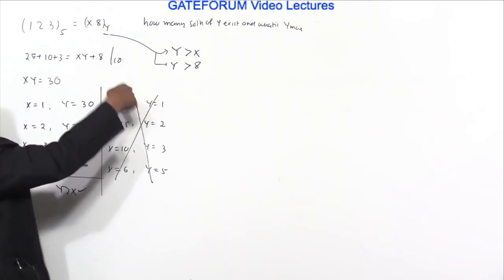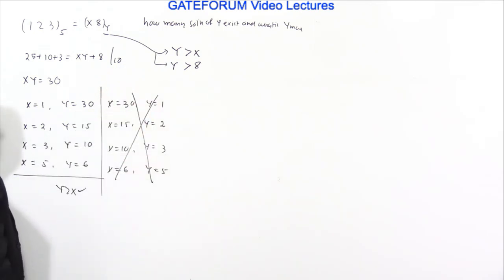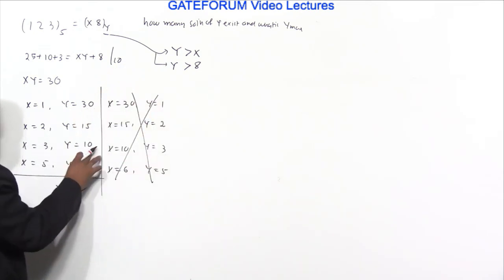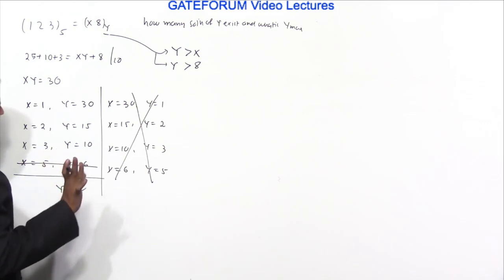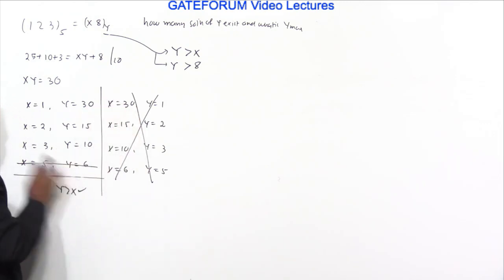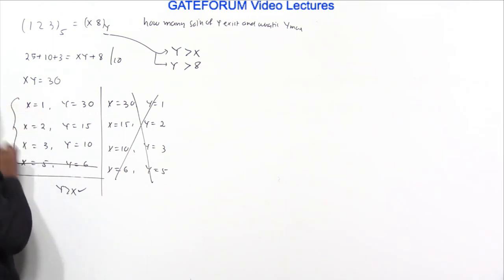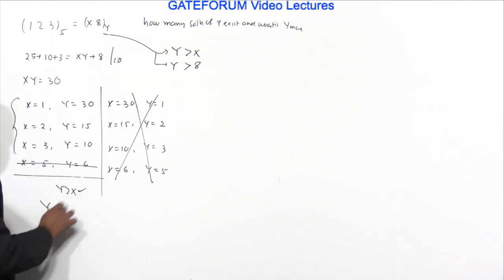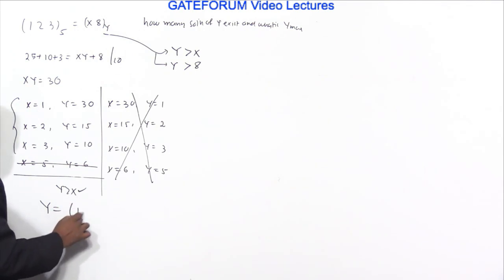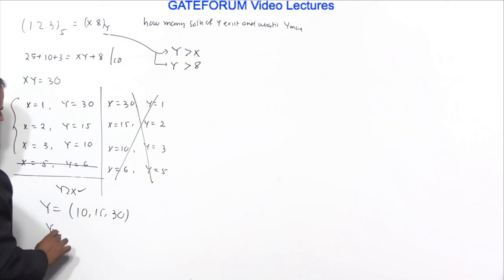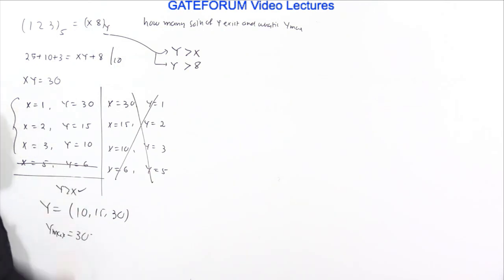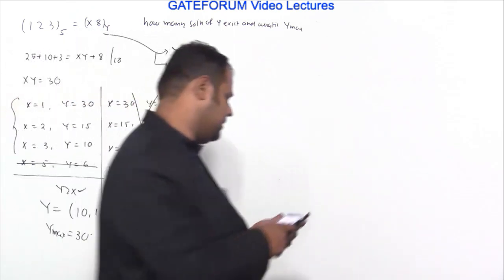So does the second condition also satisfy all of the conditions? Y is greater than 8. So no issue with this, no issue with this, no issue with this. But this is not satisfying the condition y is greater than 8. Yes or no? So out of the 8 possibilities, these 4 and this 1, total 5, are eliminated. So we are left with only 3 valid conditions. So there are 3 solutions of y, and the solutions are y equals 10, y equals 15, y equals 30. So if somebody asks what is y max, the answer is 30. So 3 solutions exist and the maximum value of y is 30.